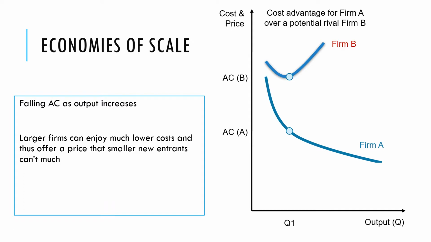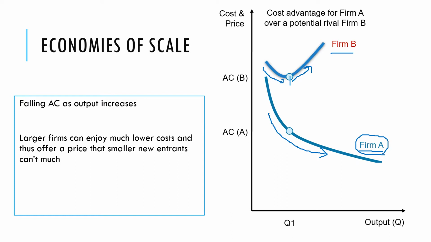Now larger firms, and in an oligopoly we have large firms, can enjoy much lower costs and thus offer a price that is smaller than new entrants, and so they can't match it. So here we have a large firm, firm A, who is able to exploit significant economies of scale with their size. Firm B is a smaller firm, a new entrant, and can only exploit a small amount of economies of scale before they start to get diseconomies of scale. So firm A has a clear advantage here.